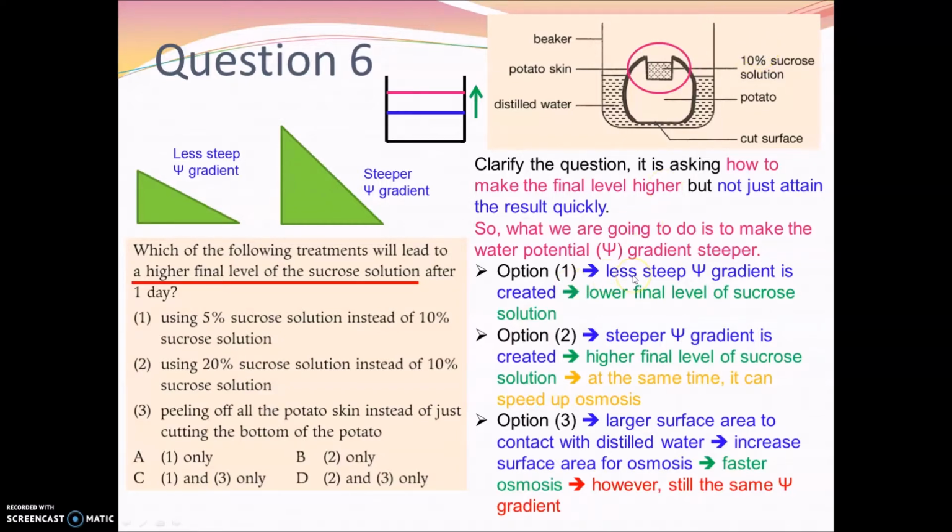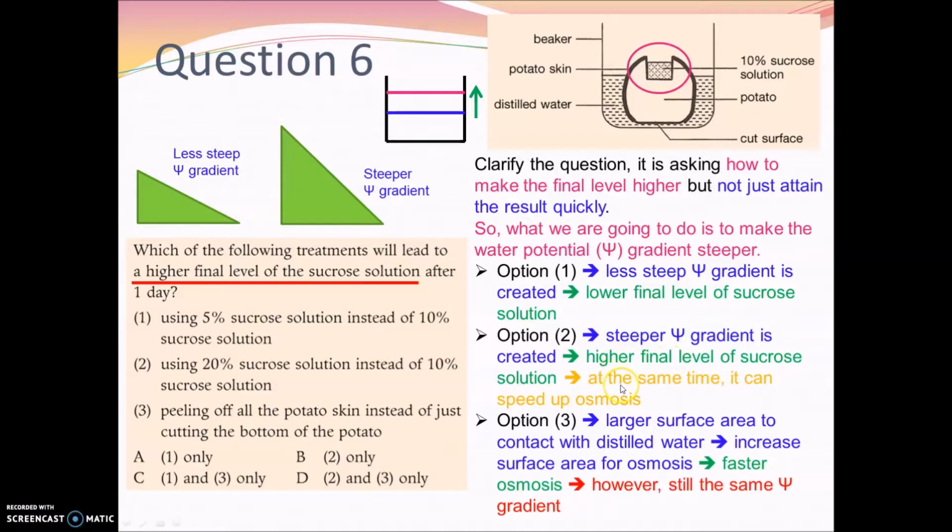And then actually it's not the method, because it will make the final level of the sucrose solution become lower. That's not what we want. And then for option 2, use 20% sucrose solution. That means from 10 to 20. So somehow it will give us a steeper water potential gradient. And finally, the final level of the sucrose solution will become higher. That's what we need.